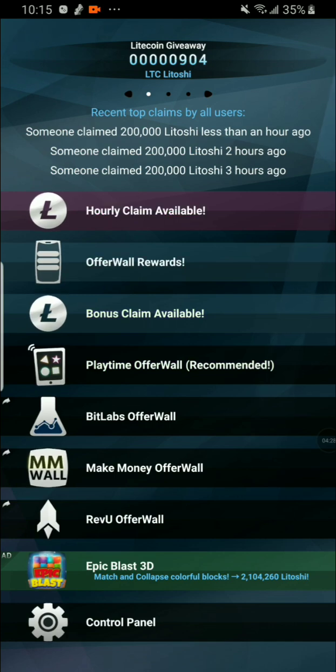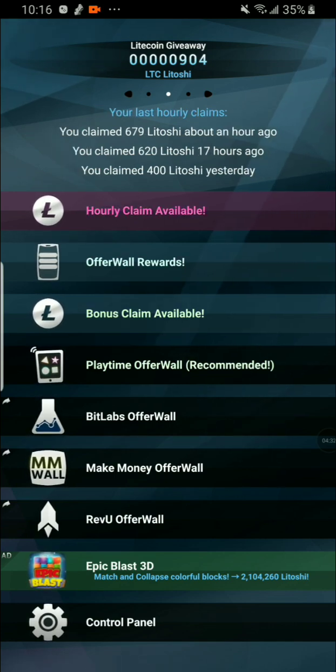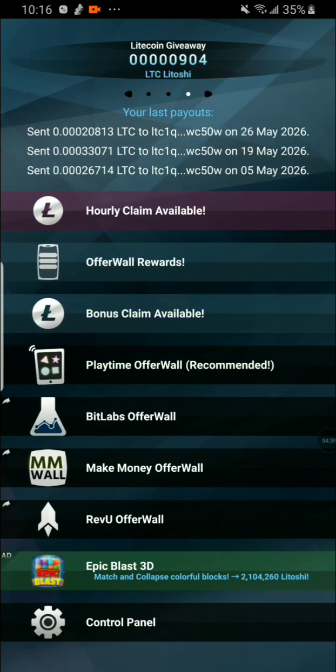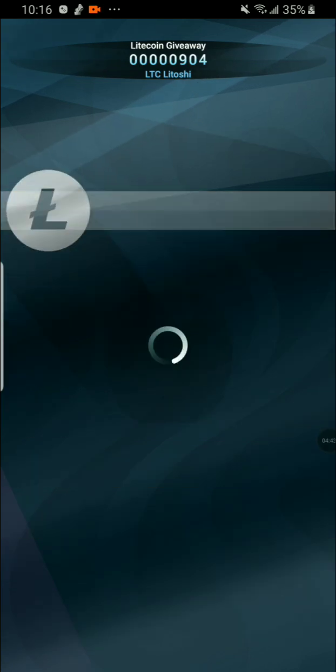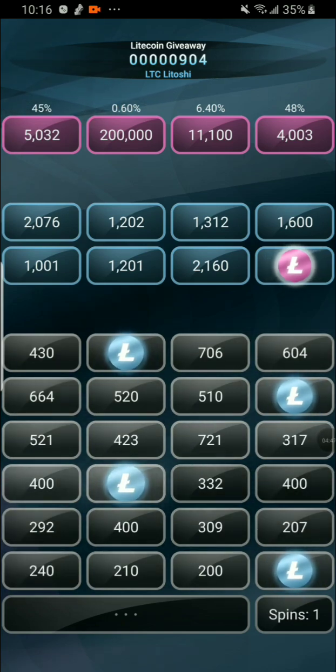They haven't been paying out a lot of coins, or a lot of earnings. So we're just going to make do with what they're giving us. At the end of the day, it's basically free, so it's up to you if you want to do it or not. For me personally, I have no problem with it.